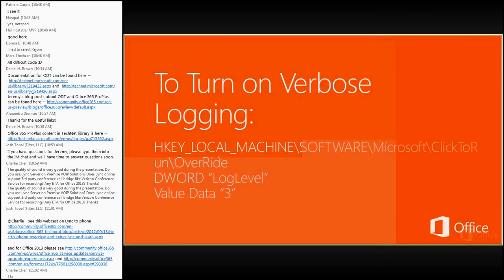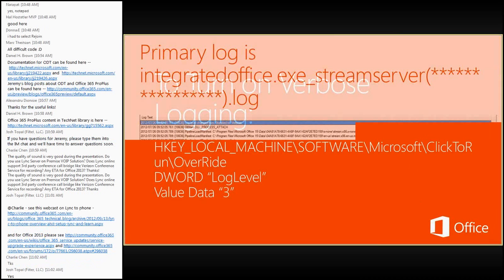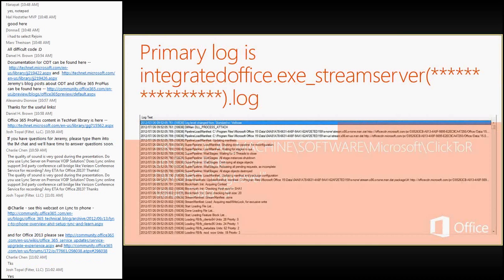A couple other useful things. The key to turn on verbose logging if you want to troubleshoot deployments. This one's very, very pertinent. Hopefully Josh will let you have all of the slide deck presentation material. I think he will. And the primary log that you're looking at is the integrateoffice.exe stream server log. All those asterisks denote other GUID stuff that will show up in that folder.